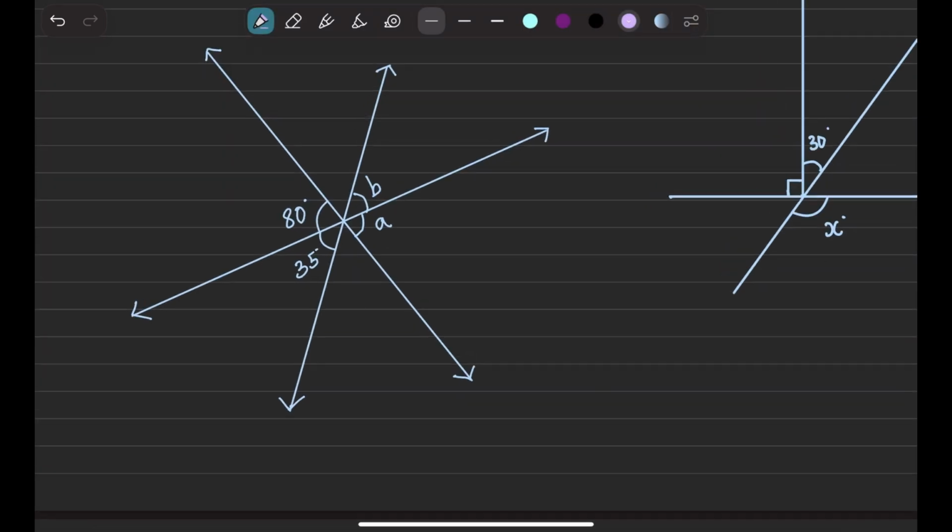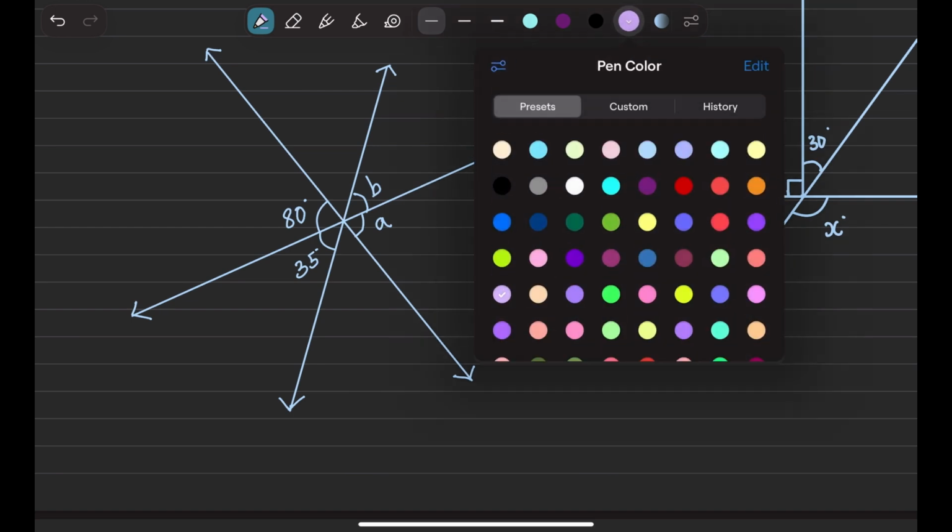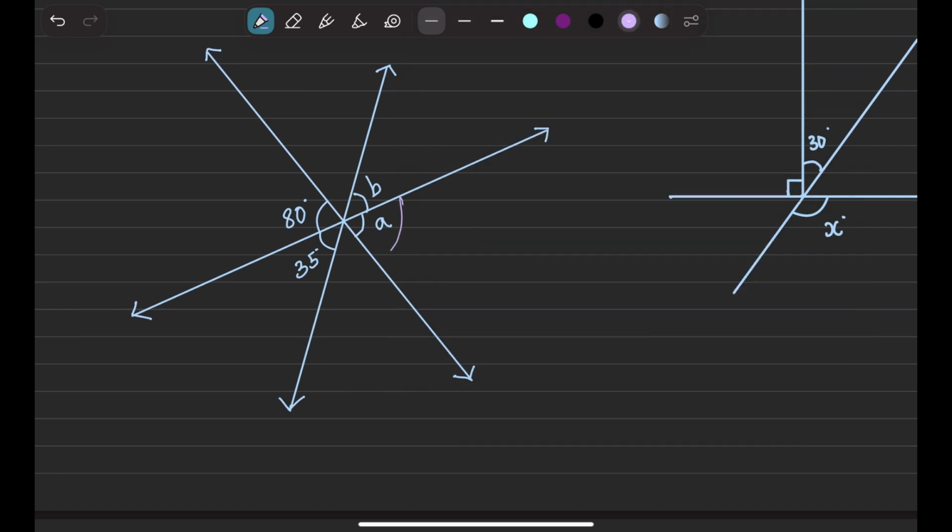Quickly, how will we find A? Okay, A is 80 degrees, guys, vertically opposite angles. B is 35 degrees, vertically opposite angles. Now, how do we find the third missing part? Tell me.